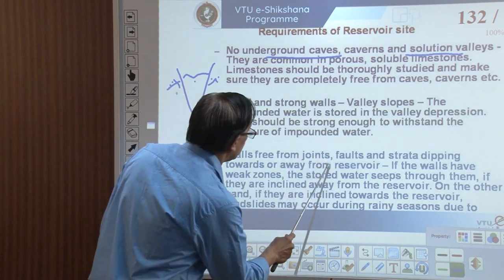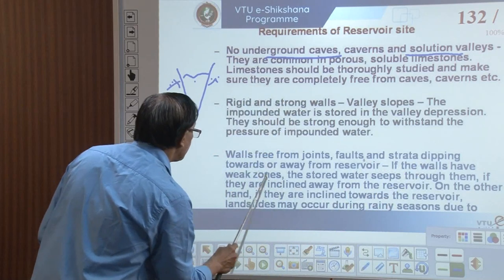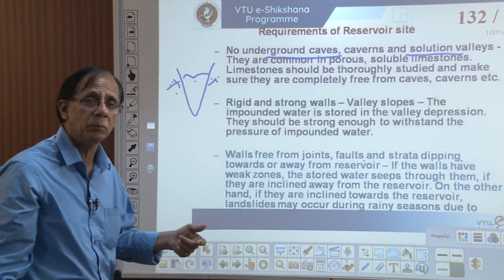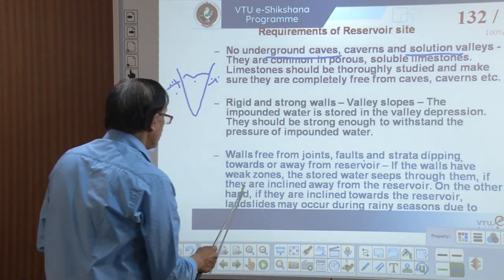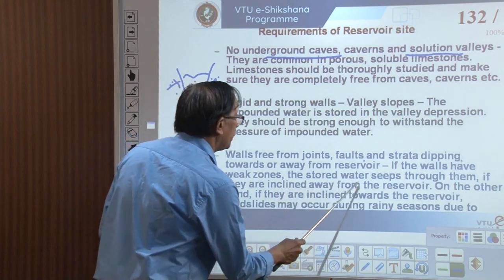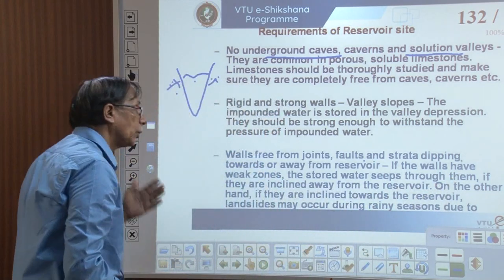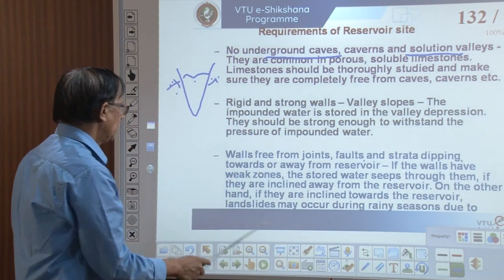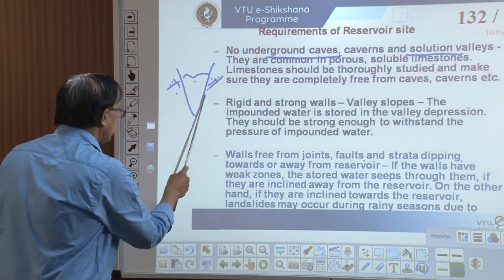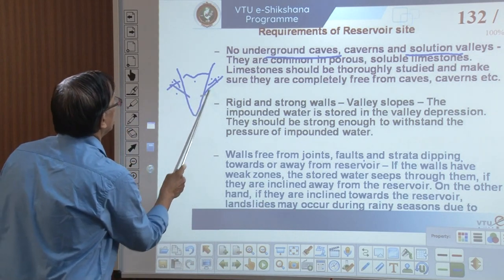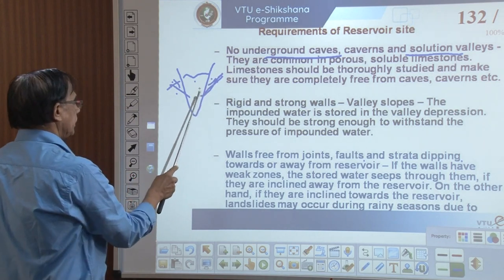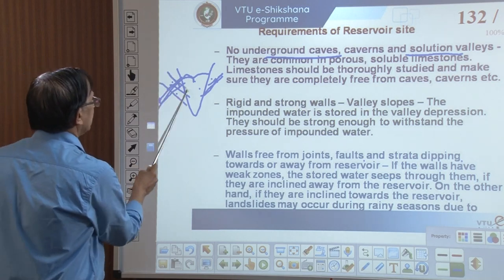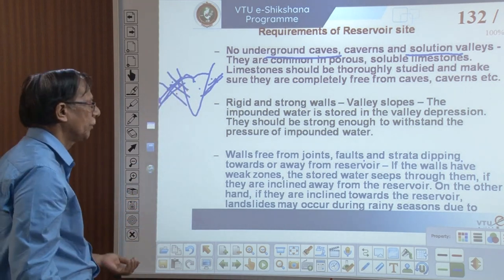Walls should be free from joints and faults dipping away from the reservoir, and even from unconformities. Just now we quoted the example of Lakya dam. Yes, at a weak zone, the stored water seeps through. We have to investigate thoroughly. If they are inclined away from the reservoir, it is most dangerous. On the other hand, if they are inclined like this, there is no chance, meaning against the slope, water does not flow. So if fractures are like this, there is a possibility of a leak. If fractures are like this, there is no such severe loss of water.